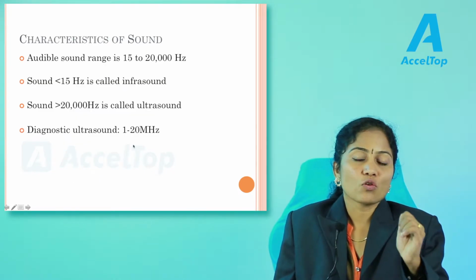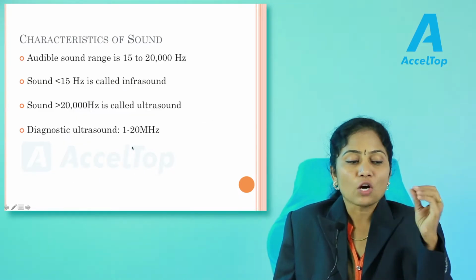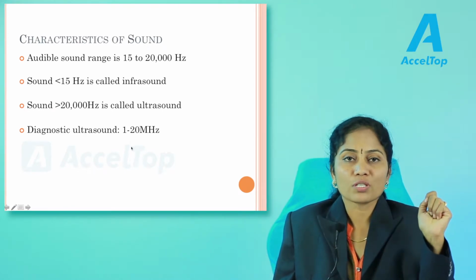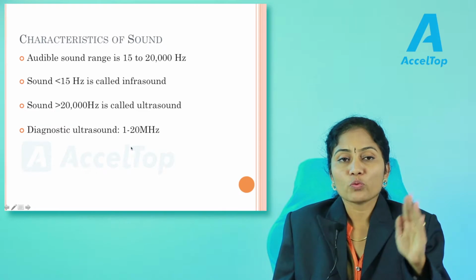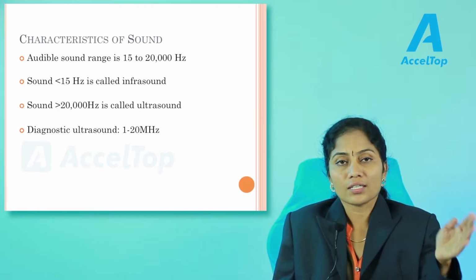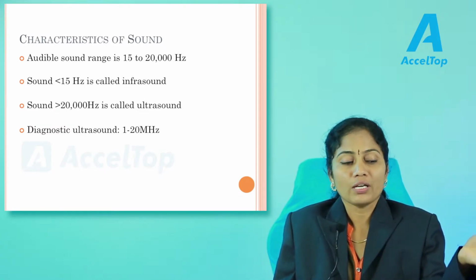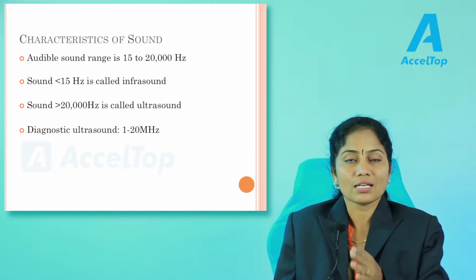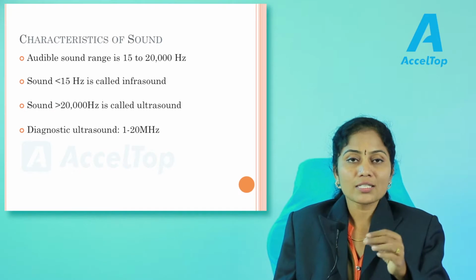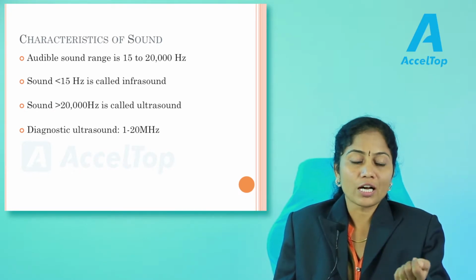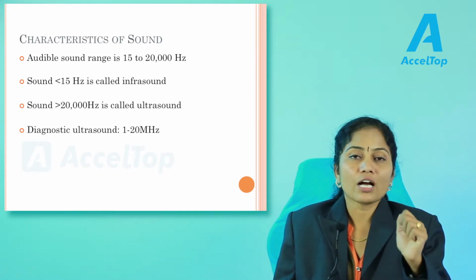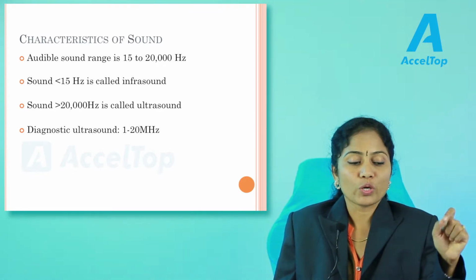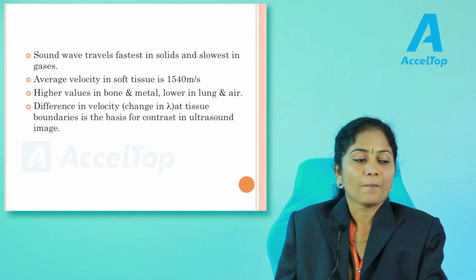Now, characteristics of sound. The audible sound range is 15 to 20,000 hertz. Any sound under 15 hertz is called infrasound, and any sound with a frequency above 20,000 hertz is ultrasound, and these ultrasound waves are used in ultrasonography. Diagnostic ultrasound uses frequencies in the range of 1 to 20 megahertz.